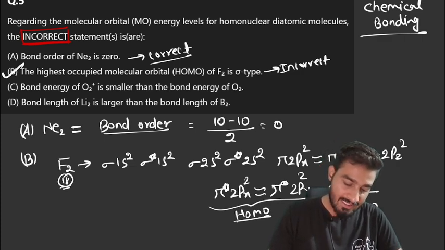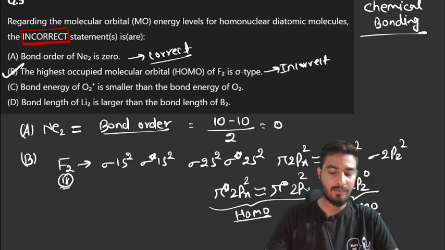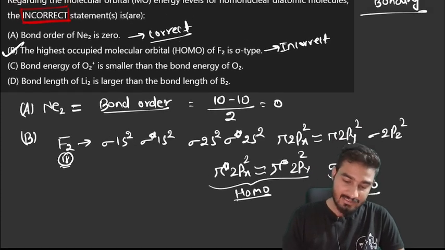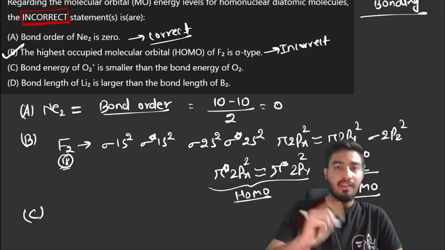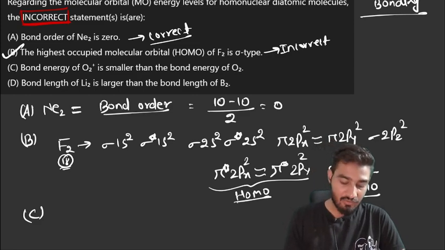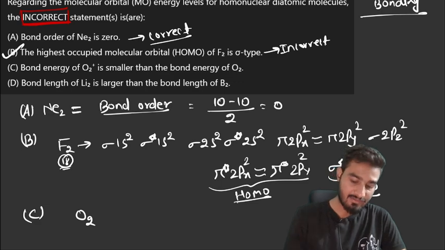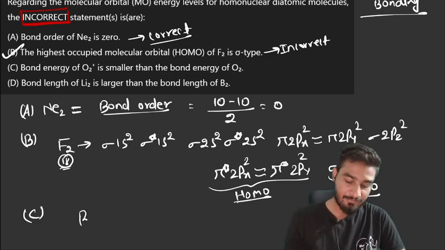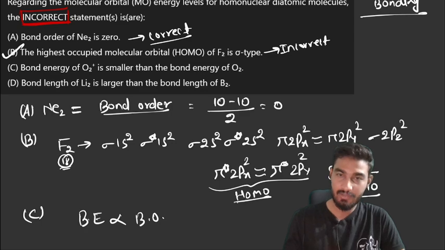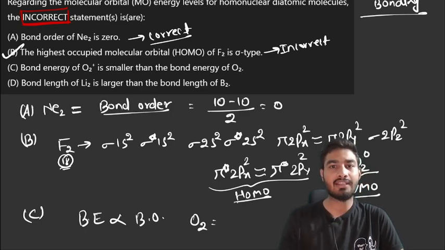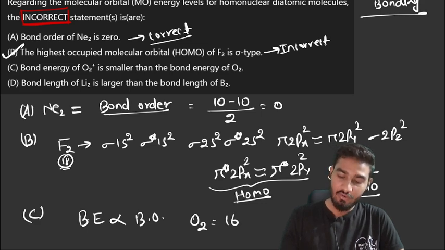Option C is saying the bond energy of O2 plus is smaller than the bond energy of O2. Bond energy we can relate to bond order, which is directly proportional to bond energy. So we will check the bond order of O2. In O2 how many electrons are there? 16 electrons. And in O2 plus, how many electrons are there? 15 electrons.